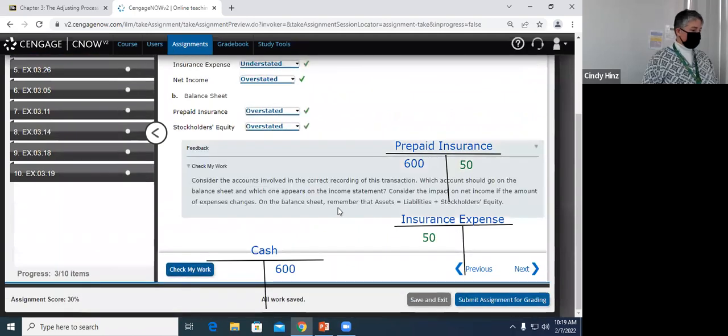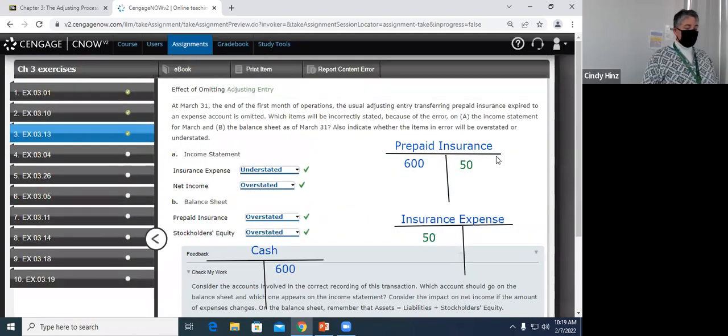Let's go ahead and get the green check marks in there. Any questions at this point before we move on? Any questions?